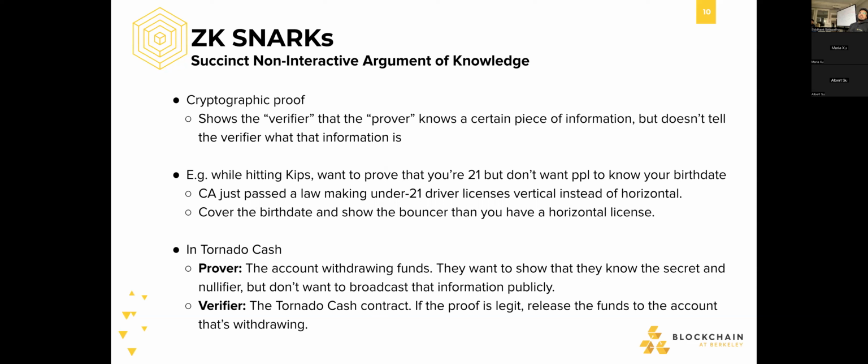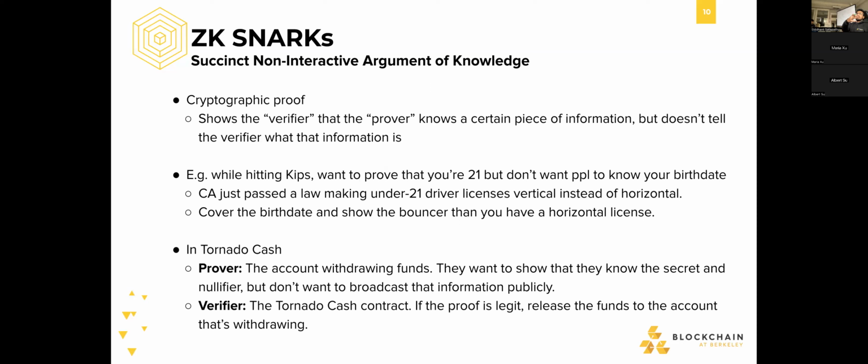And it's pretty interesting. So what's a ZK SNARK? A SNARK stands for a succinct non-interactive argument of knowledge. And what it is, is a cryptographic proof. Essentially, it aims to show a verifier, a particular person, that another person called a prover knows a certain piece of information, but doesn't tell the verifier what that information is.